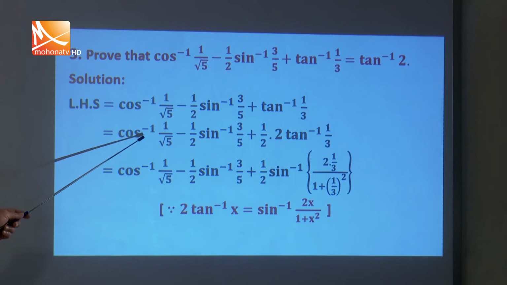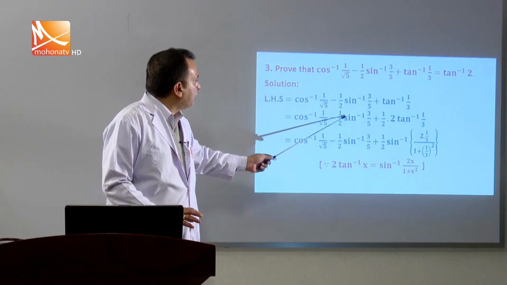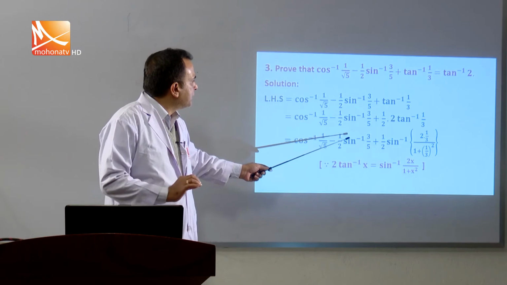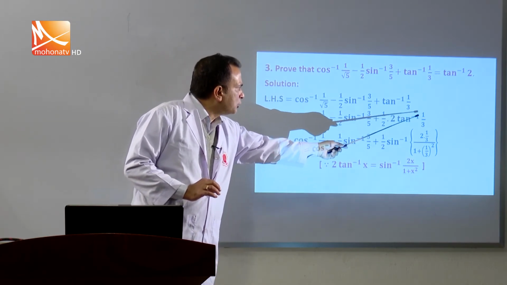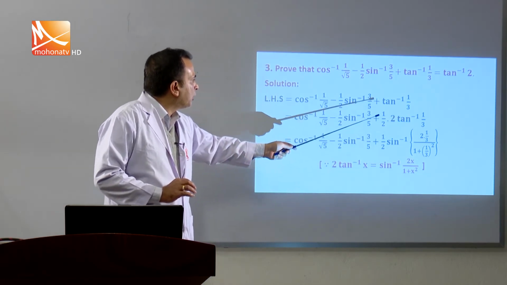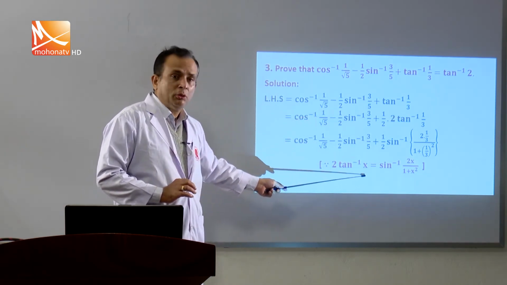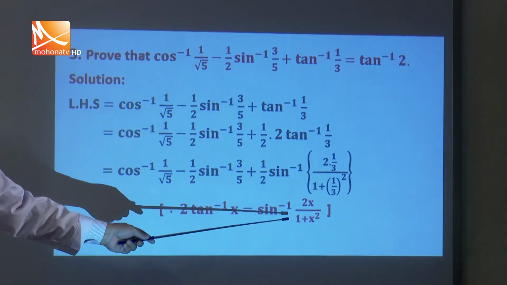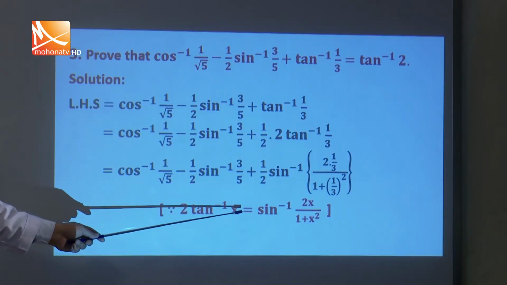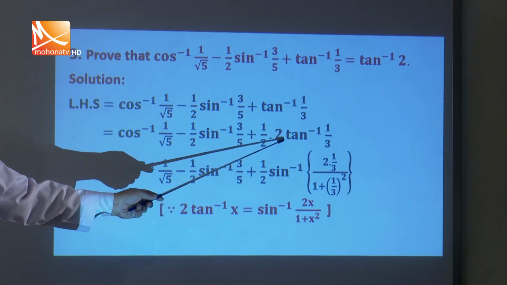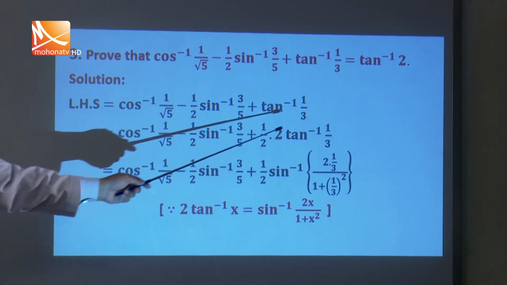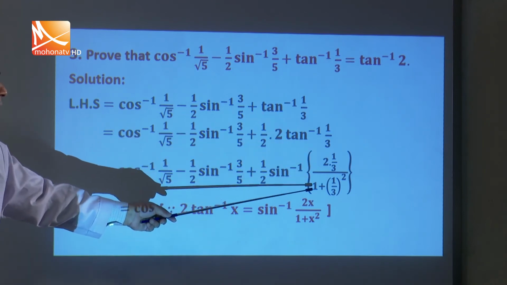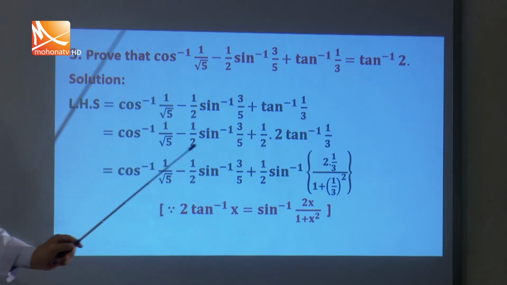Cos inverse 1 by root 5, the first term will remain the same, and the second term, half sin inverse 3 by 5, will remain the same. Then half into 2 tan inverse x, that is tan inverse 1 by 3. Here we are considering 1 by 3 as x. 2 tan inverse x equals sin inverse 2x by 1 plus x square. Now we are applying this formula here: 2 tan inverse 1 by 3 is sin inverse 2 into x, that is 1 by 3, by 1 plus x square, that is 1 by 3 whole square. Okay. You just see the next line.